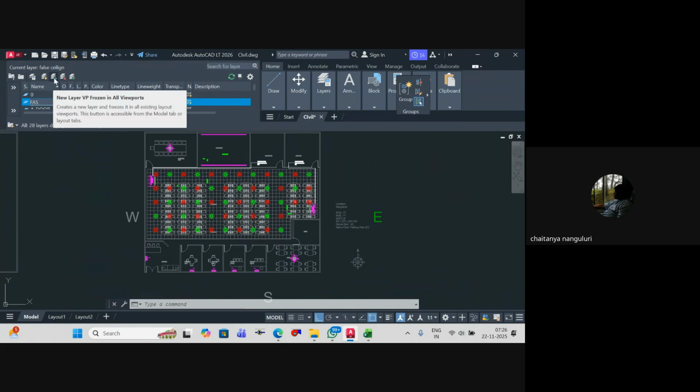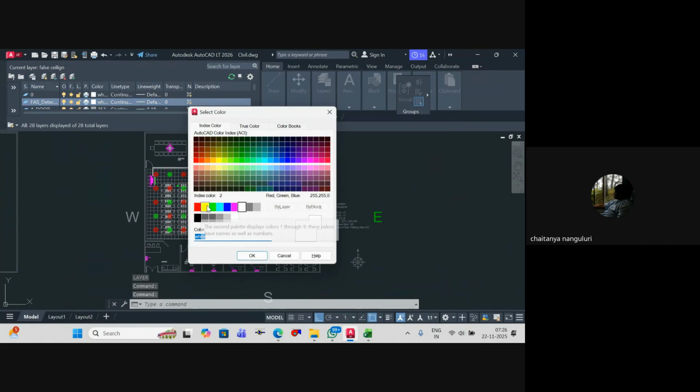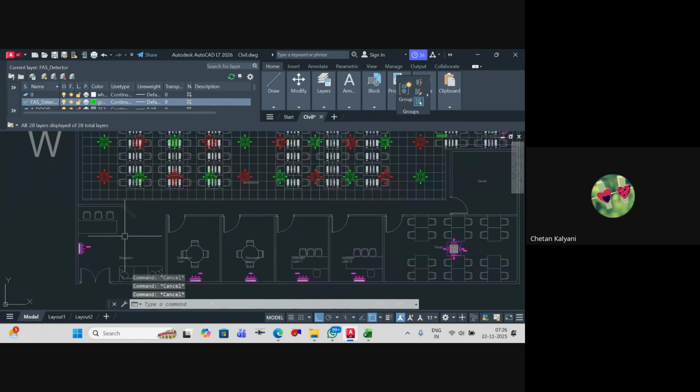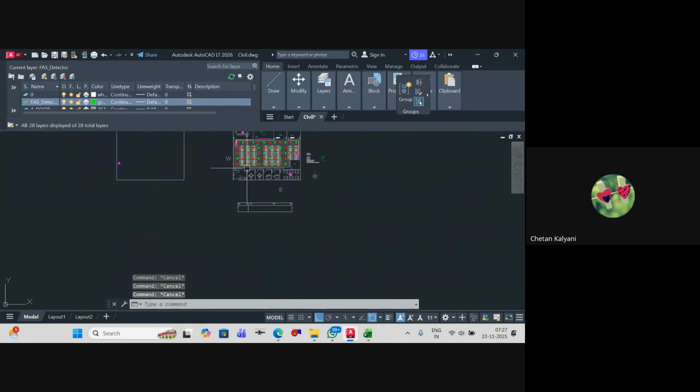Fire alarm system detectors. So I'll use a different color, so probably the green or anything. Sir, do we have any section for this plan? Like, what is the false ceiling height?